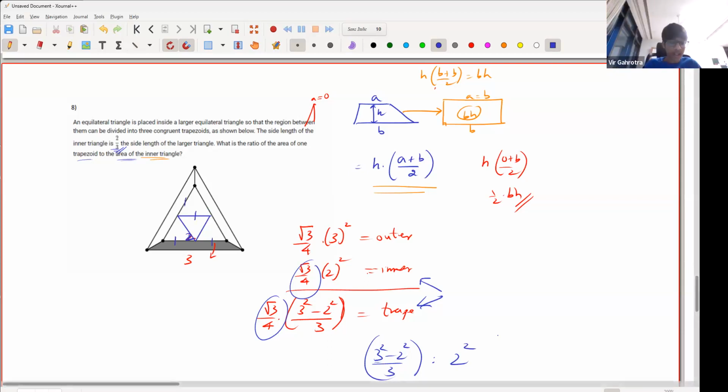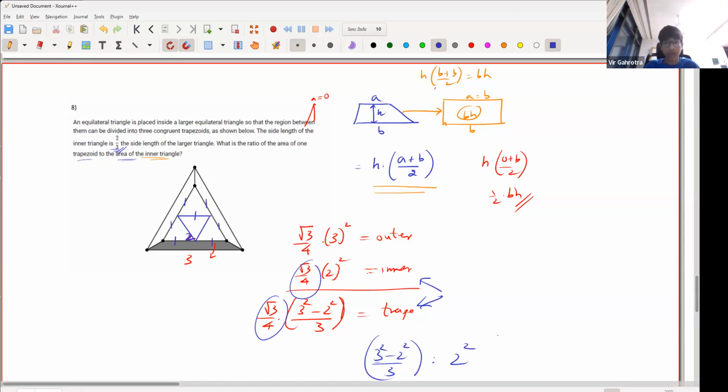Okay, then I said that for the outer one, there are 9 similar triangles that are used to construct it. Thus, the difference must be 5 triangles, and those 5 triangles are distributed into 3 trapezoids. Excellent. So thus we get the form 4.